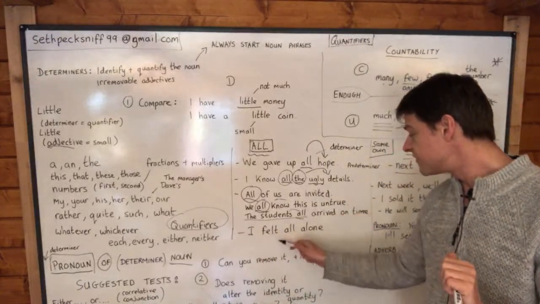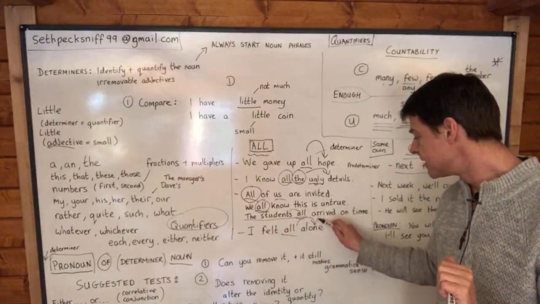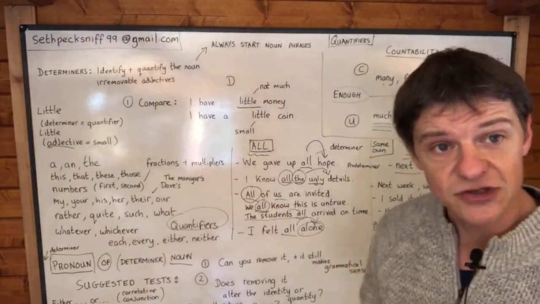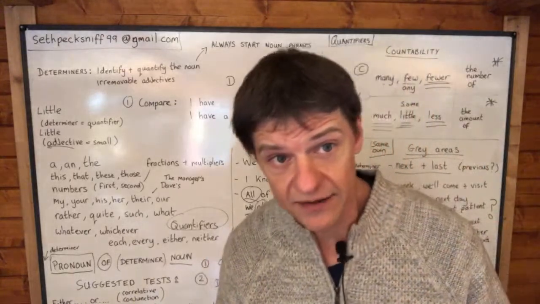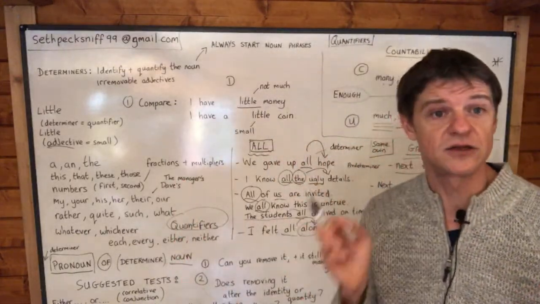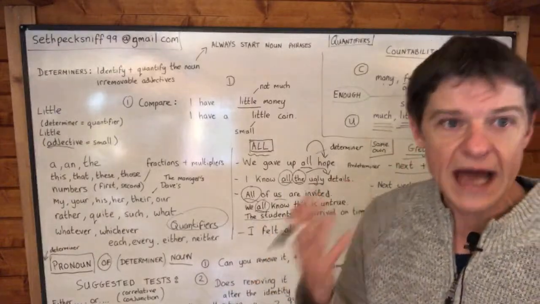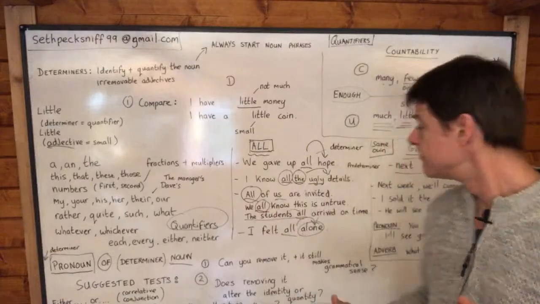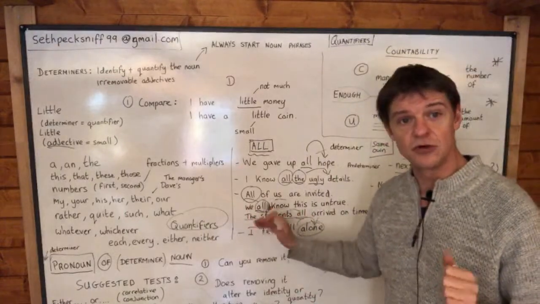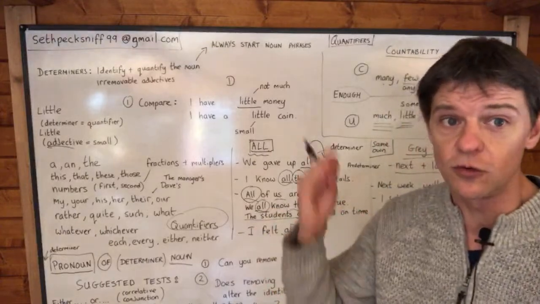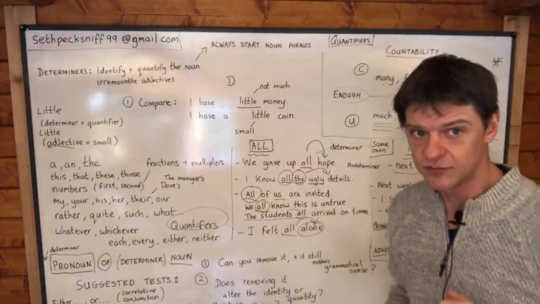Something like this: I felt all alone. So notice when it's an adverb, it's got to describe an adjective or an adverb, because that's what adverbs do. It's one of their functions. So if you see all tired, all upset, all angry, it's an adverb. It's describing an adjective. But if you see it renaming a group of people like all of us, or we all know, or the students all passed the exam, then it's a pronoun.